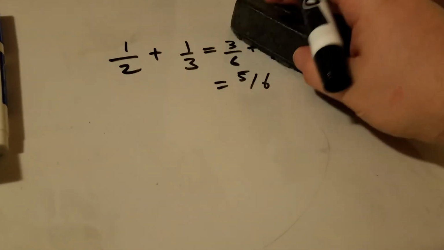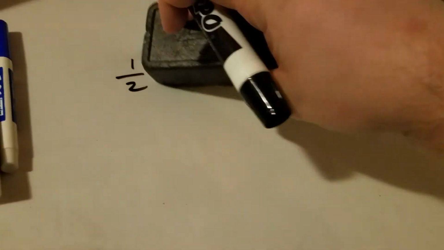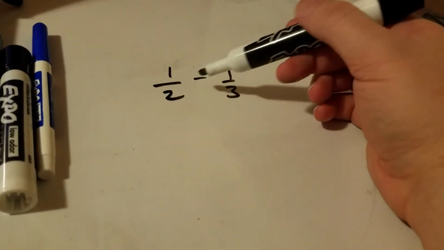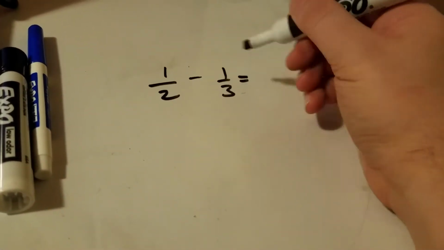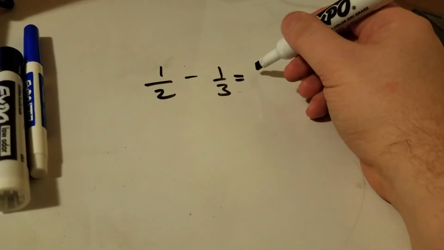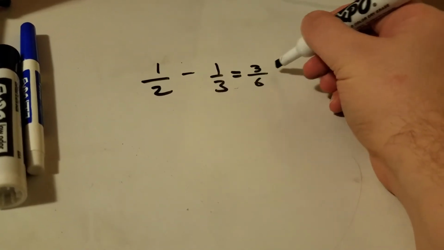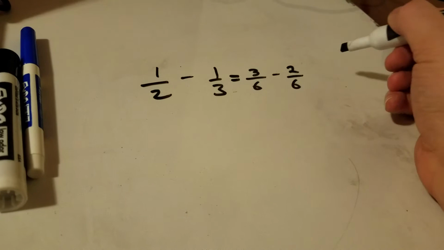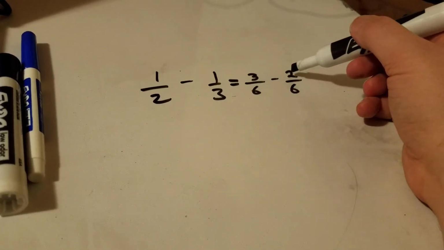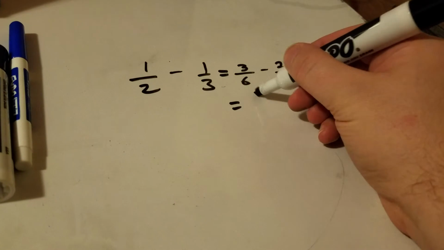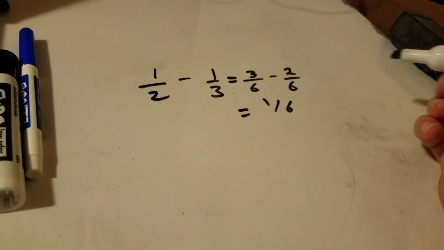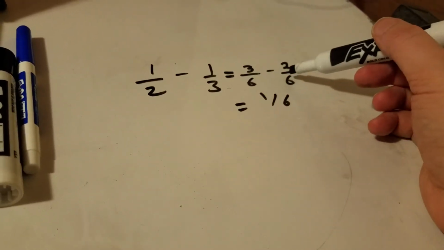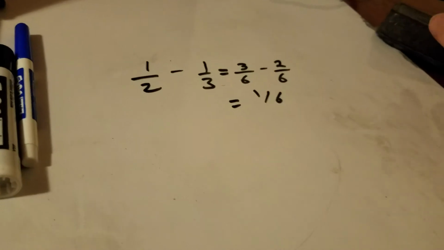Okay, now what about subtraction? Is that any different? Let's look at that. So subtracting them, it's the same idea. When you add and subtract, you have to have the same denominator. So I'm going to turn this into a 6 by multiplying it by 3, so I have 3/6 minus, and then I need to turn this into a 6, so I multiply this by 2, so I get 2/6, and then you can just subtract the tops. So 3 minus 2 is 1, so this is 1/6. Okay, so it's really just like adding, except you have the negative sign. And once you have the same denominator, you can just add or subtract the tops.